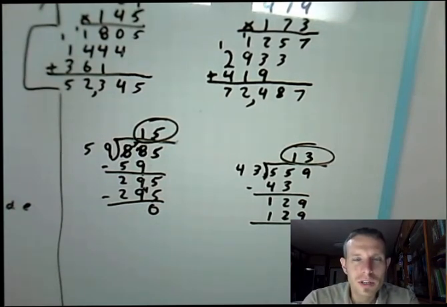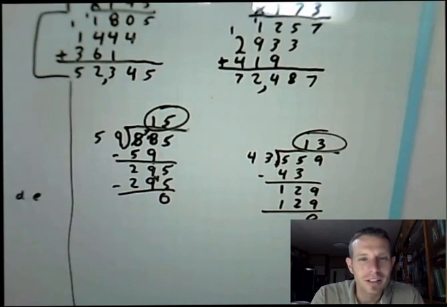So maybe for our summary we can just say when multiplying and dividing whole numbers, we want to make sure that everything stays nice and neat in its column, and you have one number for each square. And we'll just leave our summary at that for today.